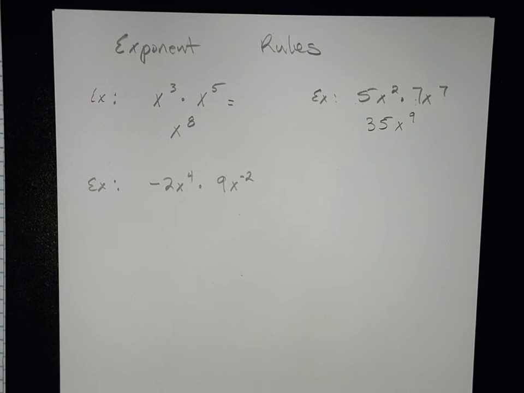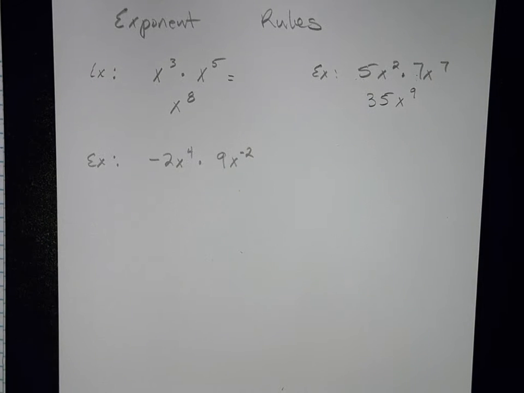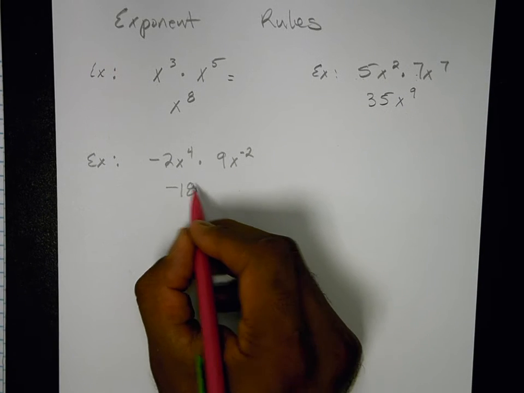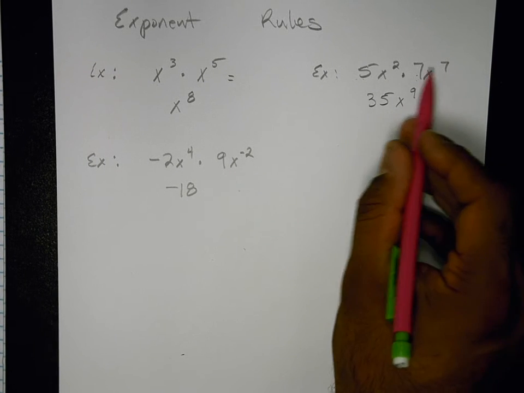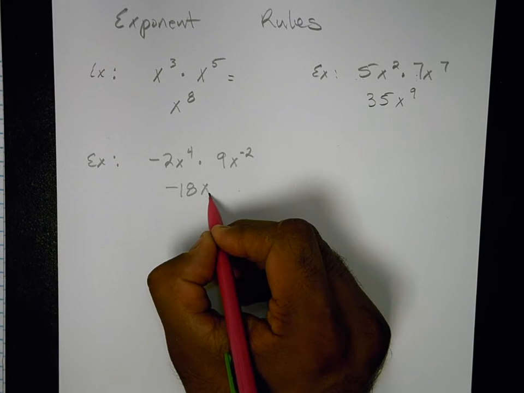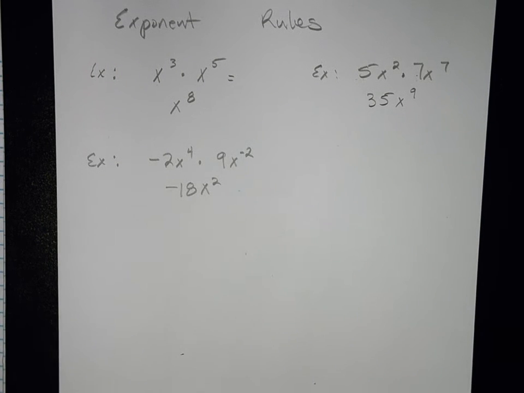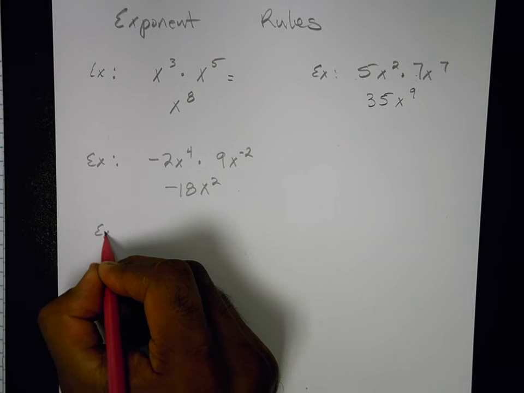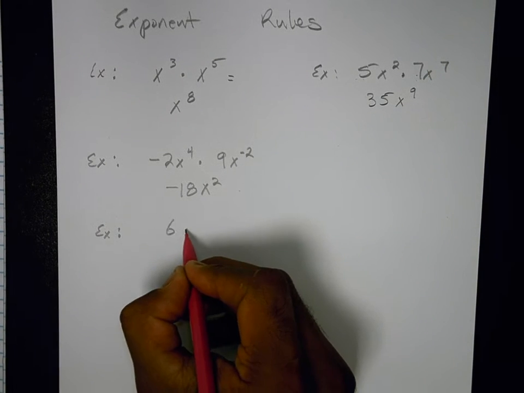In this case, we have some negative numbers and some negative exponents. So 2 negative times 9, that's negative 18. And this is the same rule I was doing up here. I was adding the exponents. So in this case, 4 positives and 2 negatives is right there. You can do this with multiplication as well as division.